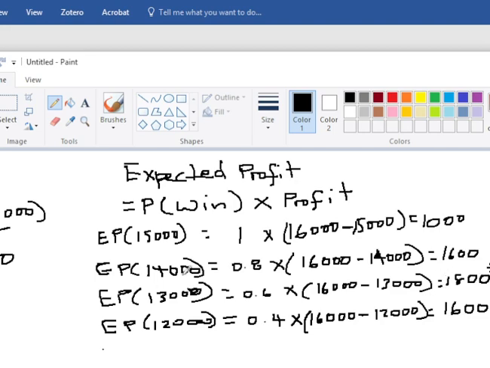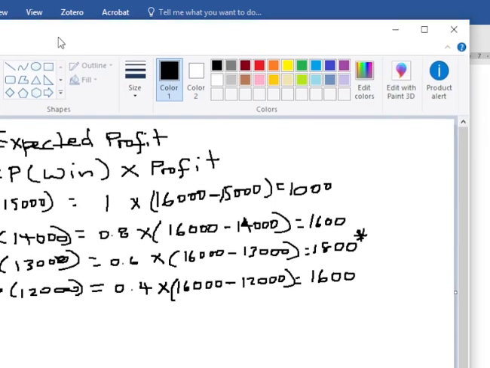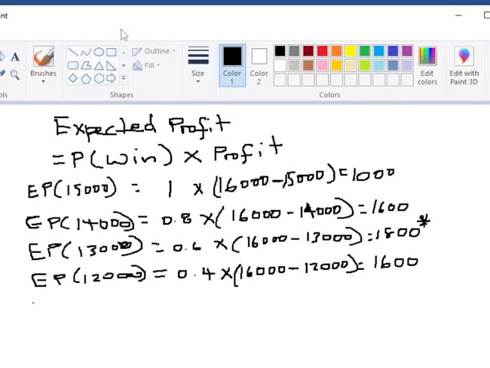So we see that the answer here is yes, you would bid less than 15,000. And how much would you bid? Probably 13,000 if you work these numbers out, because this is maximizing your expected profit. So your optimal bid in this case would be 13,000. So that's it. That's what we got.